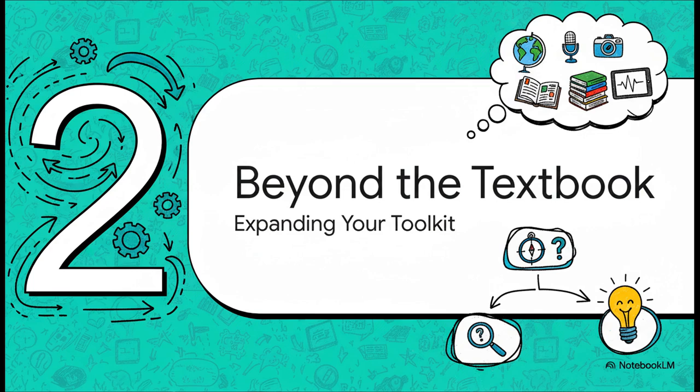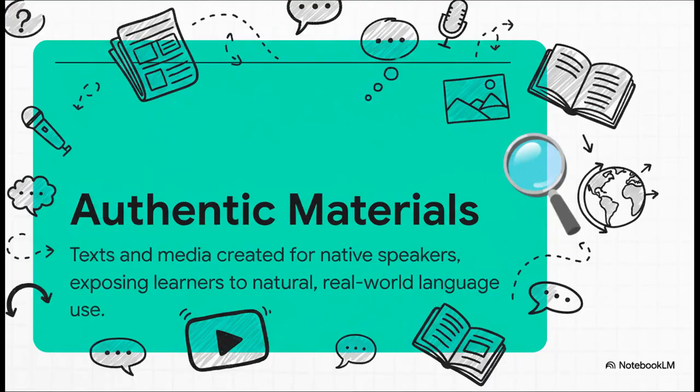Okay, so once you know your course book's limits and its gaps, that's when the fun begins. Now we can start expanding our toolkit, bringing in all sorts of other materials that drag the real world right into our classroom. And the number one go-to for this is what we call authentic materials. Simply put, these are things that were not made for a language class. They're made for native speakers, by native speakers. They're the real deal, messy, natural, and they show students how the language is actually used out in the wild.